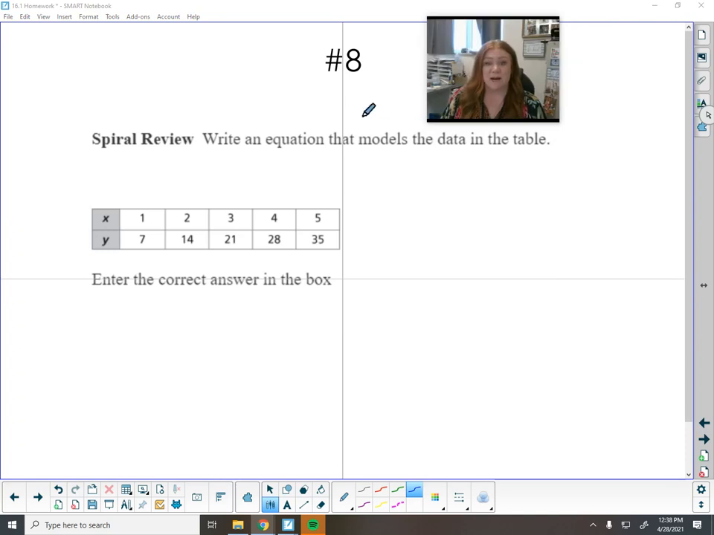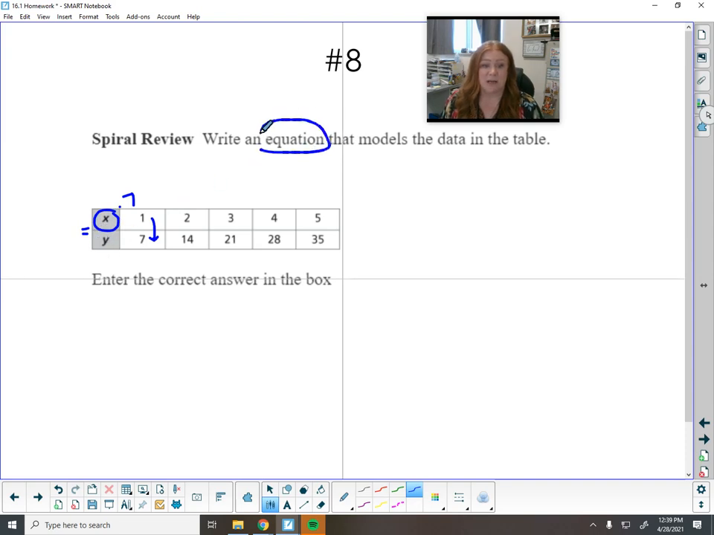Number 8 wants us to write an equation that models this. So we need to see, how do I get from here to here? So we could add 6, but this isn't adding 6. So how do I get from 1 to 7? Well, every time we times by 7. So we're taking x and we're timesing it by 7, and it equals y.